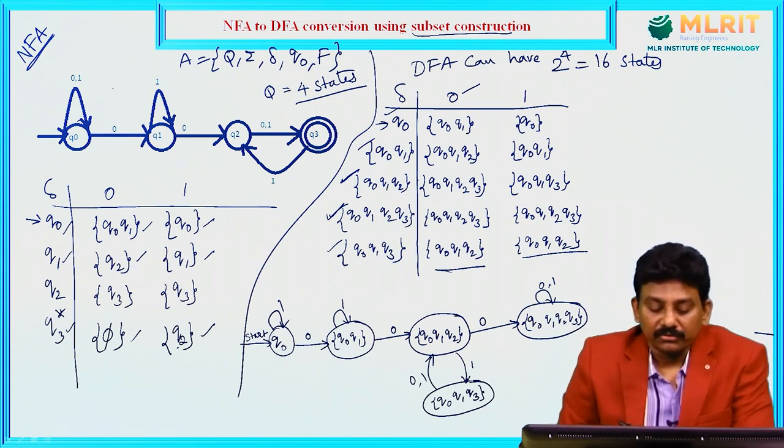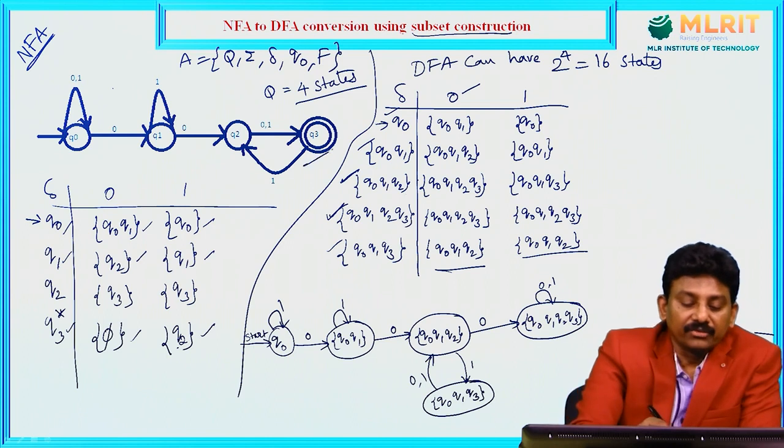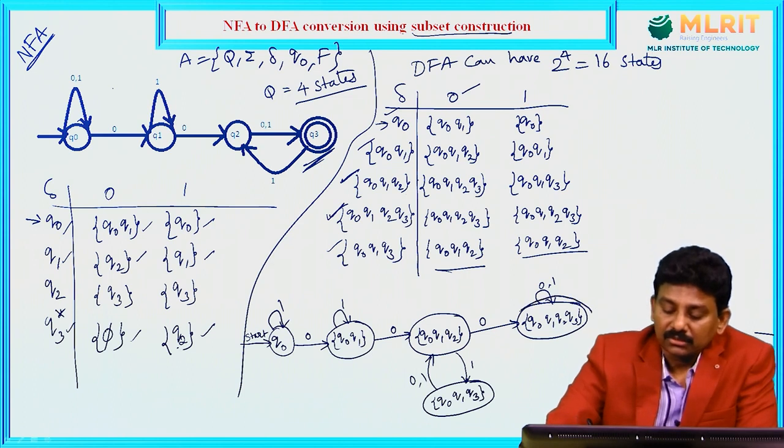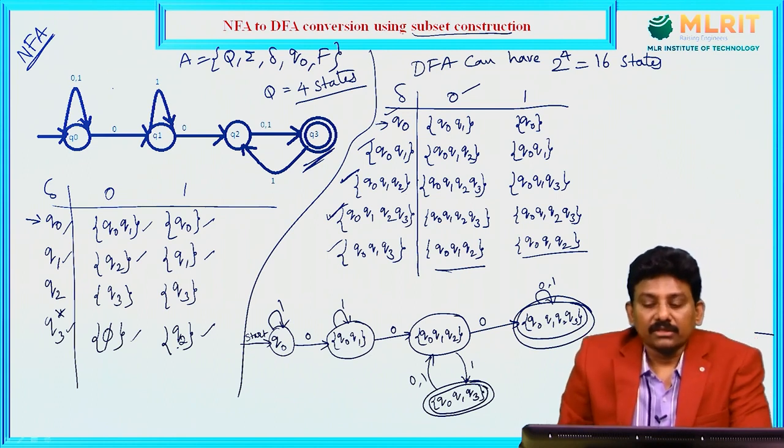Now we need to find the final states. In the given NFA, Q3 is the final state, so wherever Q3 is there, that is a final state. Here Q3 is there, so this is a final state. Here this is also a final state. And Q0 is the initial state.